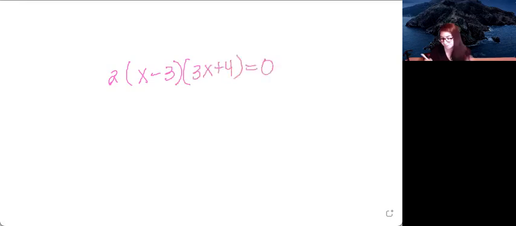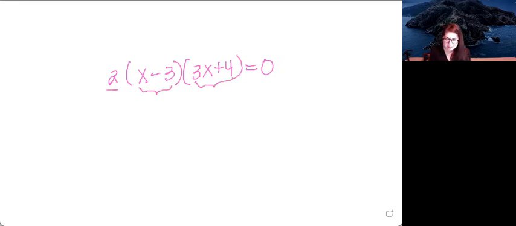So they say, let's see, I wrote one down. 2 times x minus 3 times 3x plus 4 equals 0. So notice we already have the factors because they're already in parentheses. That's really good because we can skip the x method. So what we're going to do is set each parenthesis equal to 0.